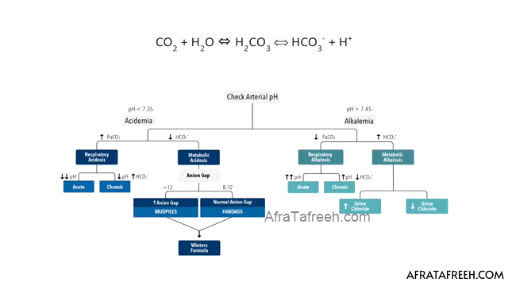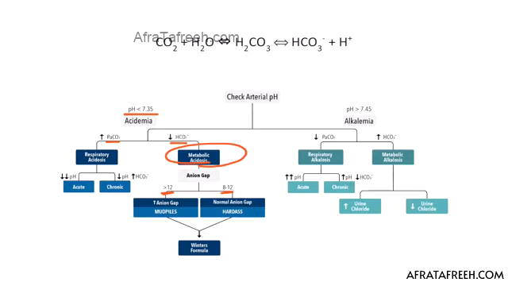Moving on to metabolic acidosis. So we've checked the pH as well as the carbon dioxide and bicarbonate and have determined that the patient has a metabolic acidosis. At this point, we need to determine if the anion gap is elevated or within normal range.